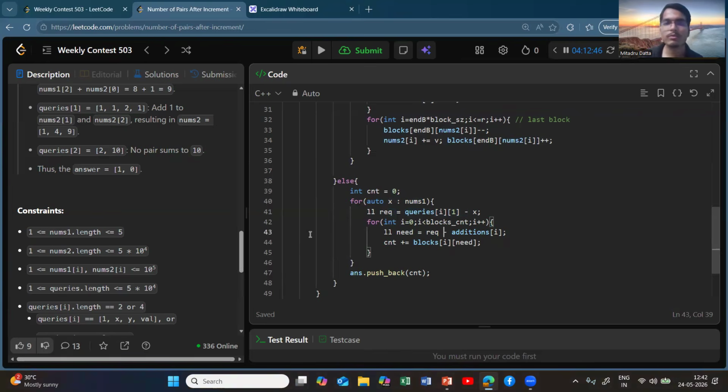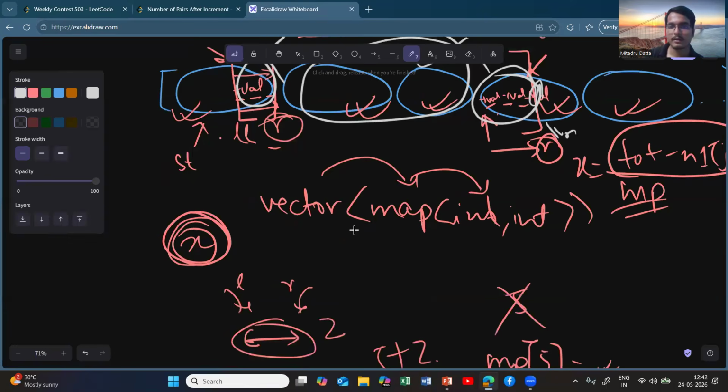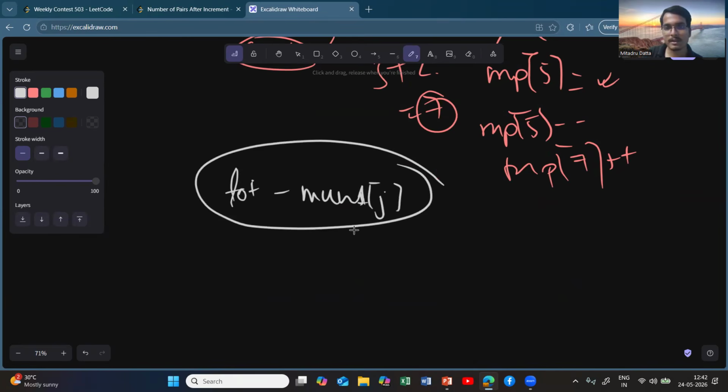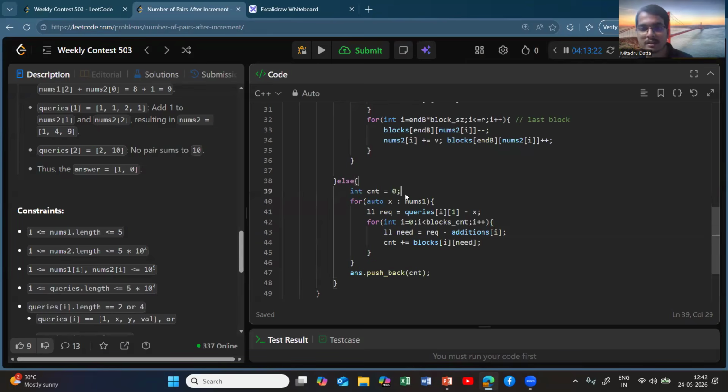But now check the frequency of every block. Let's say the number you are searching for is total minus whatever that number is, nums1 of j. This number, let's say x, you're searching for. This may be present in any of the blocks, right? So you see how many times it is present in block 1, how many times in block 2, how many times in block 3, and so on. Add the total number of times. That's what you need to do. So just count 0. This is your requirement.